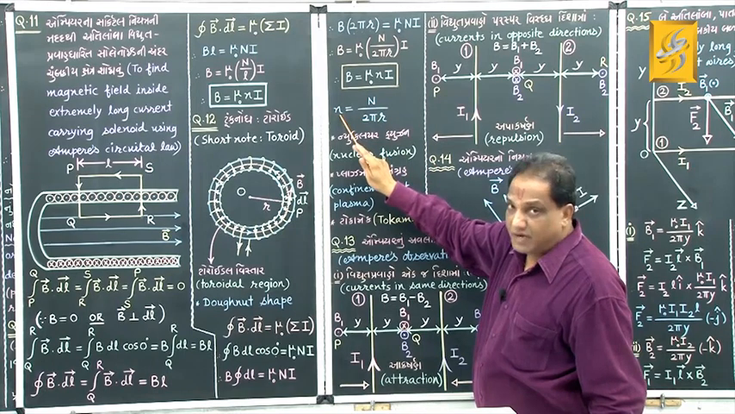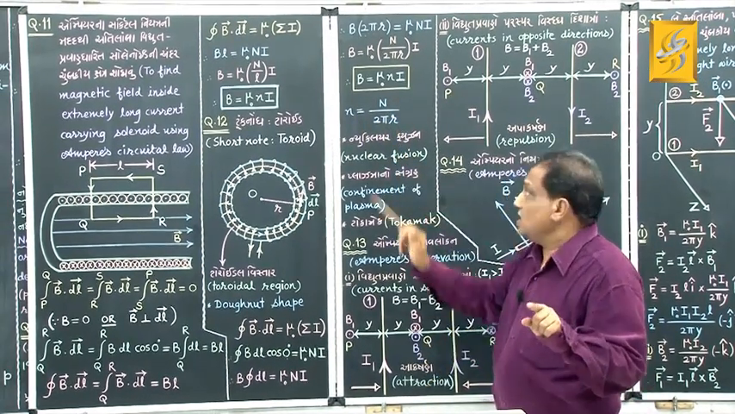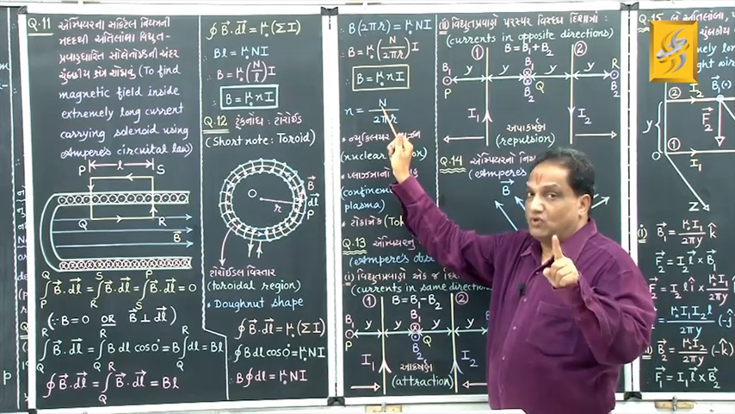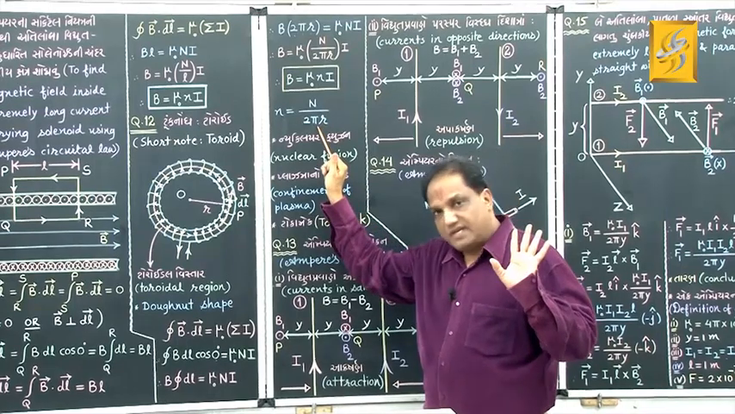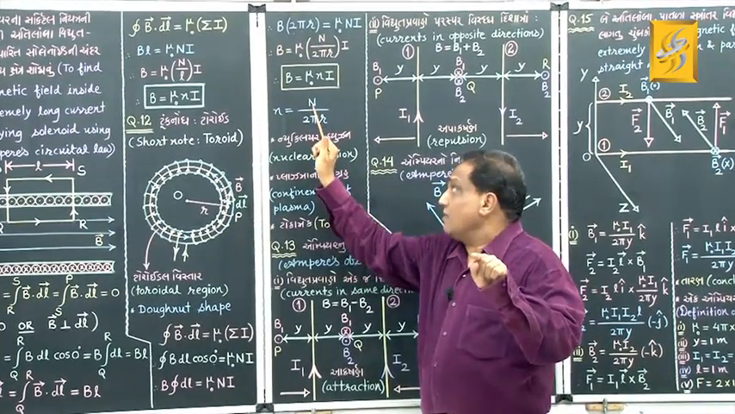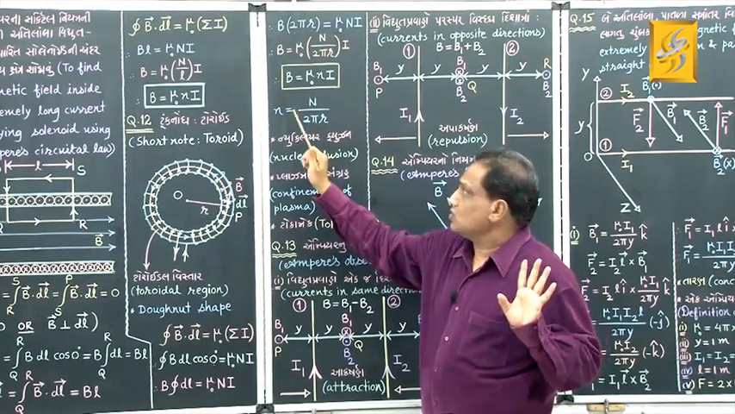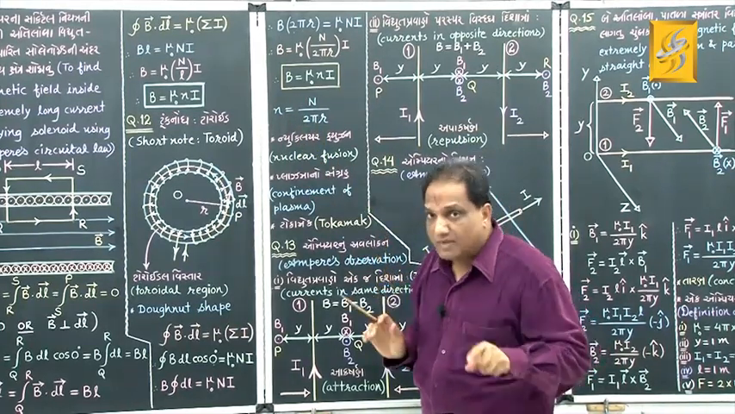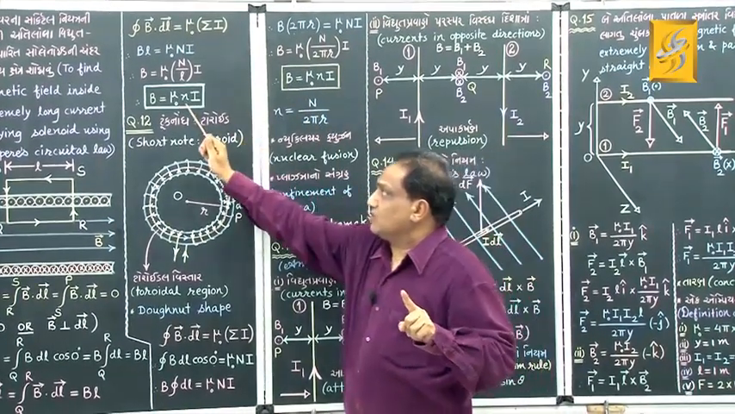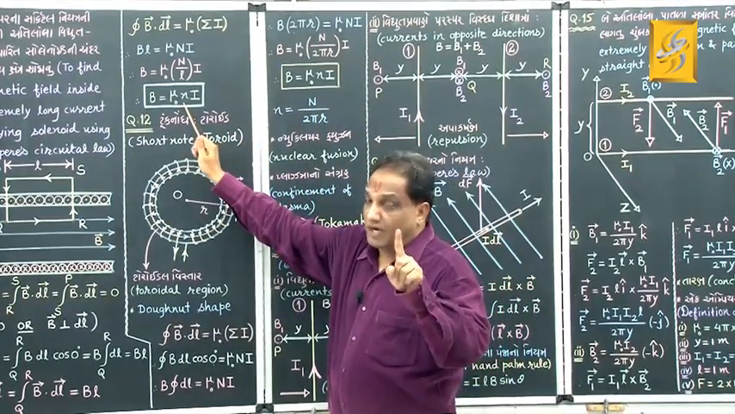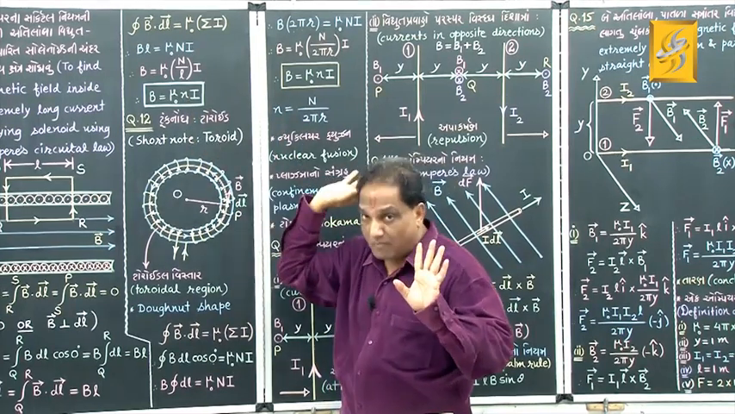What is small n? I repeat, it is capital N upon 2 pi r. That is the total number of turns which are wound on the circumference of a toroid divided by the length of circumference, correct? It will give you the number of turns per unit length of circumference of a toroid, shown by symbol small n. My dears, though you are getting a similar formula like this, there is a different interpretation for this symbol small n appearing in both formulas.